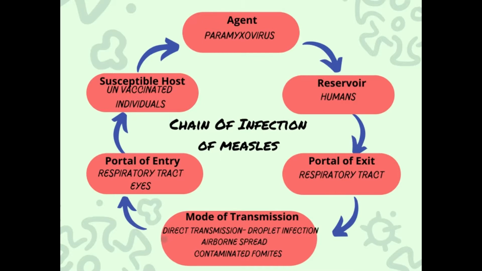Mode of transmission, so as I mentioned earlier, it is in the form of droplet infections, which is direct transmission, and obviously it can be airborne spread, as well as if a person sneezes or coughs on any surface and that surface becomes contaminated, and if another person touches that surface and then rubs their eyes or touches their mouth or their nose, then that is the portal of entry. So portal of entry is respiratory tract or through our eyes. Susceptible host for measles is any person who is unvaccinated, and is susceptible to having infection of measles virus.